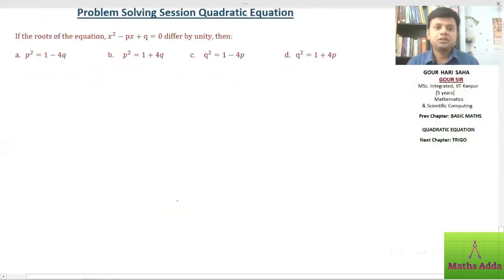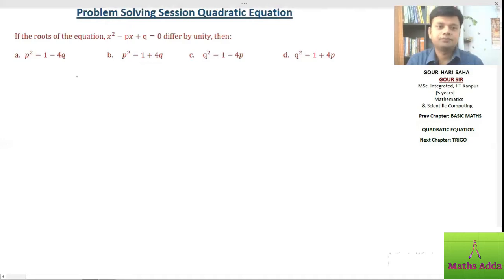So the question says roots differ by unity. So this is on difference of roots. Do we know the formula for difference of roots? Yes, we already knew sum of roots is minus b by a, product is c by a, and in this chapter in the beginning we learned what the difference of roots is. Difference of roots is root D by mod a.